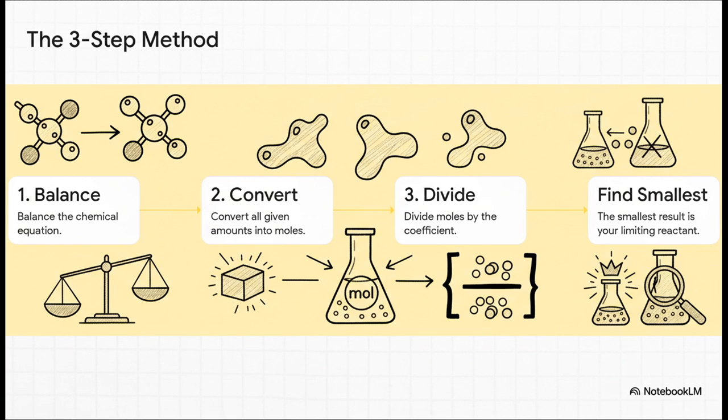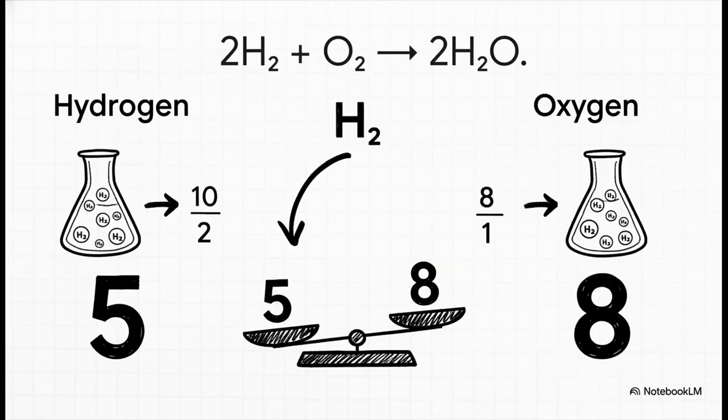Step 2, and this is absolutely critical. You have to convert everything to moles. Moles are like the universal currency in chemistry. They let you compare apples to apples because they represent the actual number of molecules doing the reacting. And finally, step 3. Take the moles you just calculated for each reactant and divide that number by its coefficient, the big number out front in the equation. Whichever reactant gives you the smallest final number, that's your guy. That's the limiting reactant.